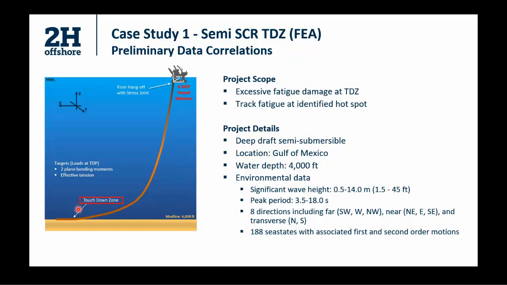In this example, we are considering a riser deployed from a deep draft semi at a water depth of 4,000 feet. The significant wave heights are between 1.5 and 45 feet with peak periods between 3.5 and 18 seconds. These environmental loads are in multiple directions with a total of 188 sea states shown for this assessment. Again, the objective is to obtain a single algorithm that relates the 6 degree of freedom motion for all these sea states at this touchdown zone location.